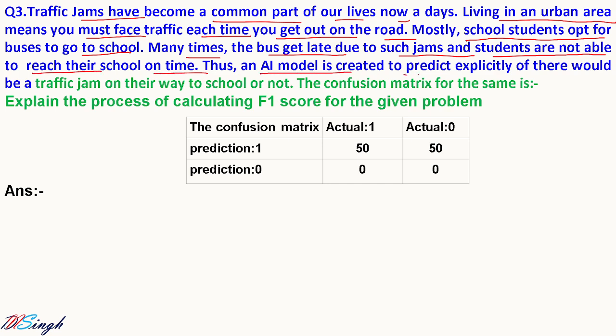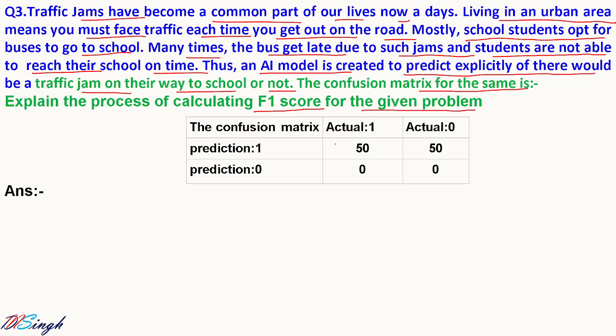Thus an AI model was created to predict whether there would be a traffic jam on their way to school or not. So they have made an AI model which will tell whether there will be a traffic jam while going to school or not. The confusion matrix for the same is given below. Explain the process of calculating F1 score for the given problem.